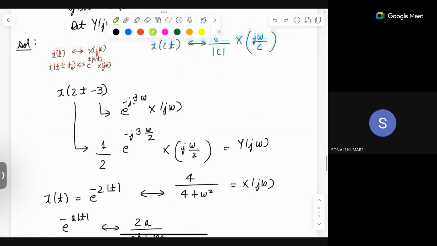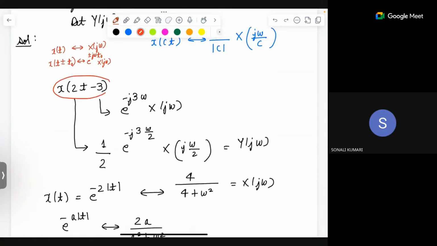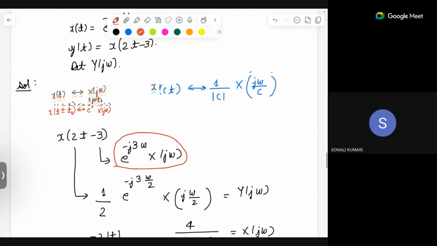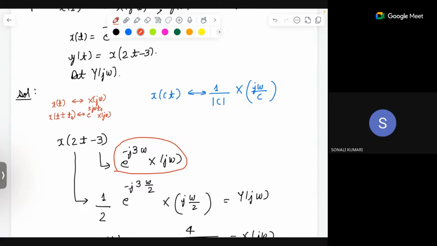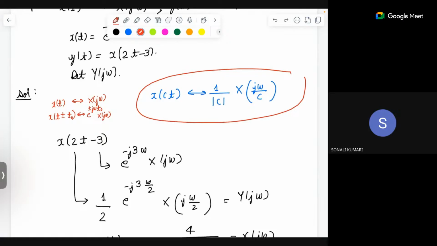Sorry, so over here, this is given to me. So I will do time shifting first. Shift by minus 3. When I use the time shift property, I get this. Is this clear? Sonali, is this clear? Yes, ma'am. So this I got by time shifting. This is the time shifting property. Now I will use the time scaling property next.